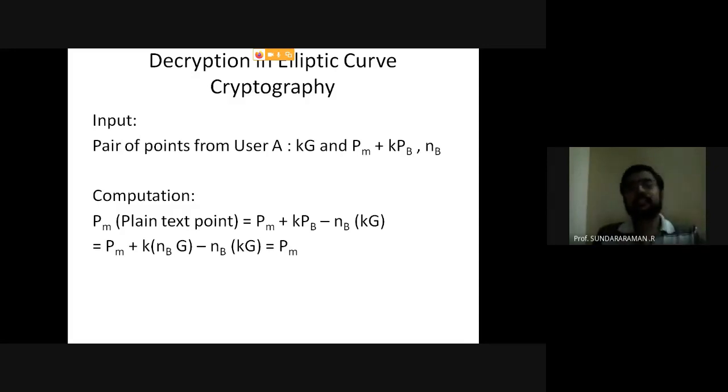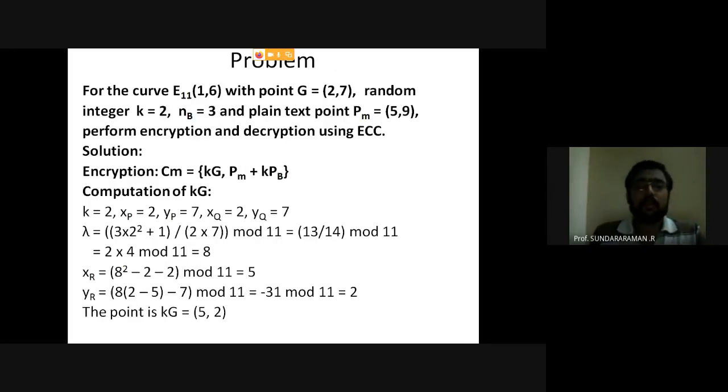Now with this basic understanding, let us get into a small problem involving both encryption and decryption. Now this is the problem statement. For the curve E11 of 1, 6 with point G equal to 2, 7, with random integer K equal to 2 and NB equal to 3, with plain text point PM equal to 5, 9, perform encryption and decryption using elliptical cryptography. And I hope the question is pretty clear.